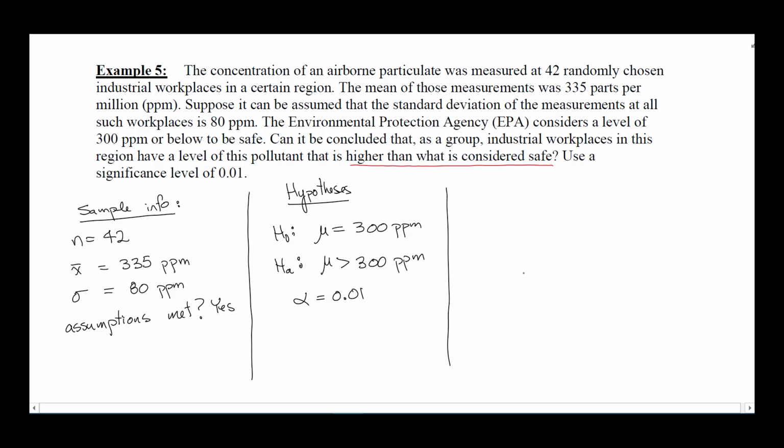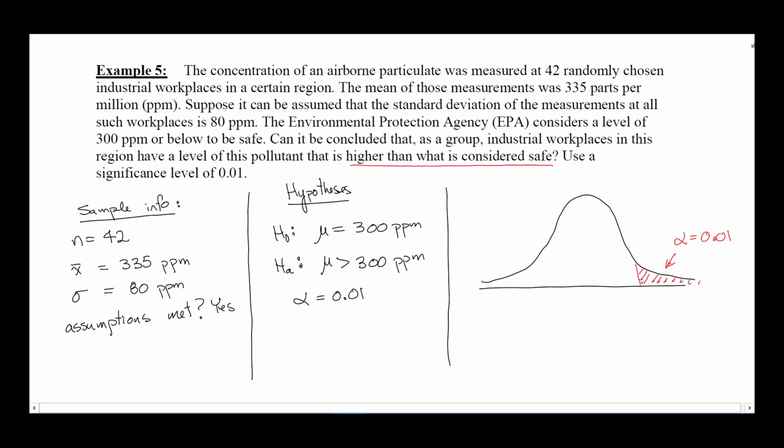So now let's sketch our picture. So we sketch our bell-shaped curve. And now we want to shade one end. So which end are we going to shade? The high end, because we have a one-tailed test with greater than 300 ppm. So we're going to put this over here. And so our whole alpha goes into here. So this is going to be alpha equals 0.01. So we get the whole thing instead of cutting it in half like we would for a two-tail test.